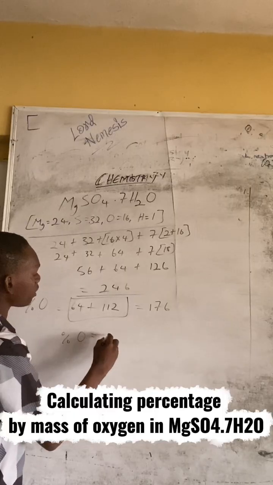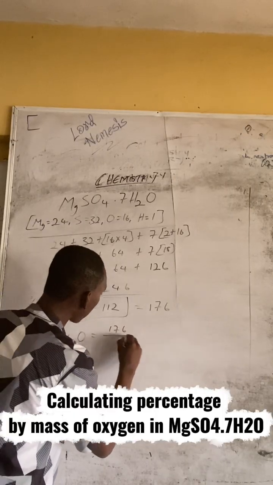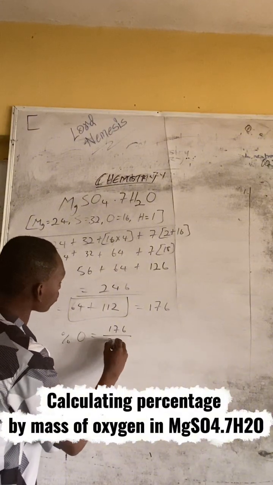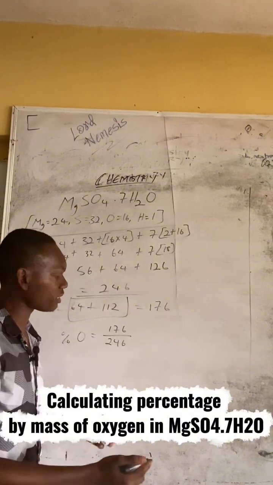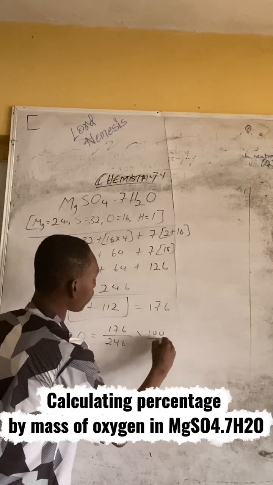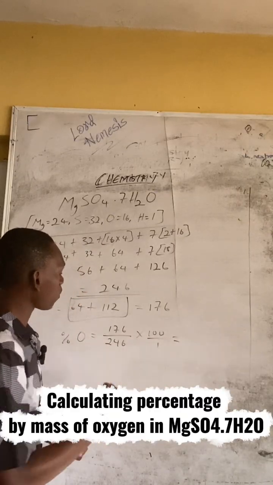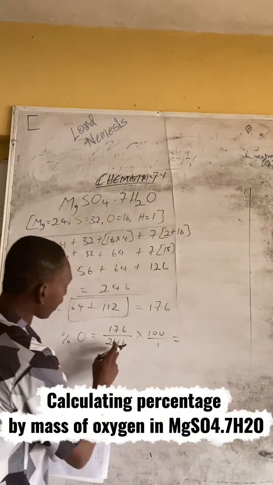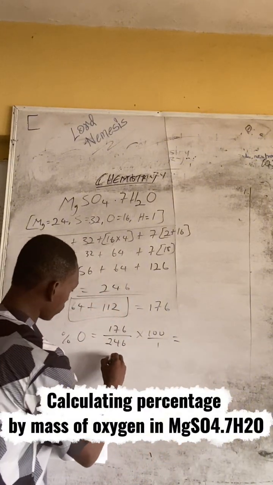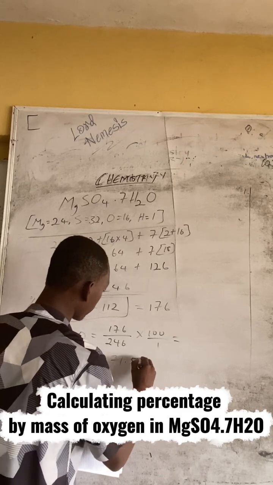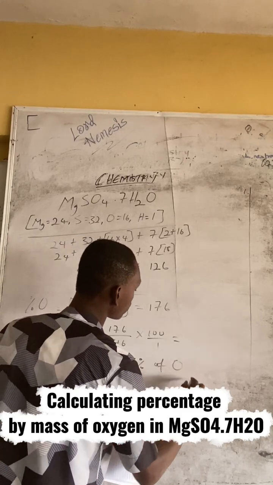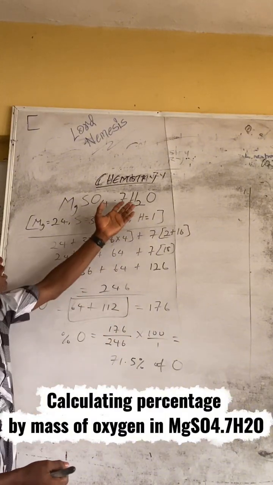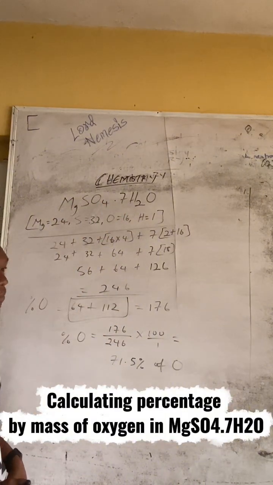Percentage of oxygen is equal to 176 over the total mass of the hydrated salt, 246. Since you are dealing with percentage, times 100 over 1. So you multiply 176 times 100 divided by 246, which gives us 71.5% of oxygen by mass. So oxygen alone holds 71.5% of this particular compound by mass.